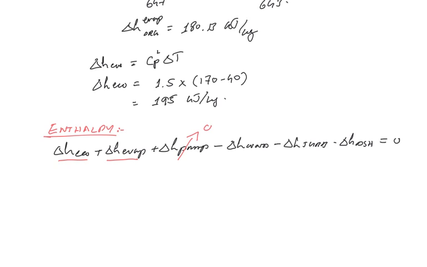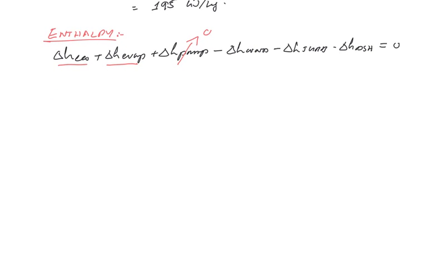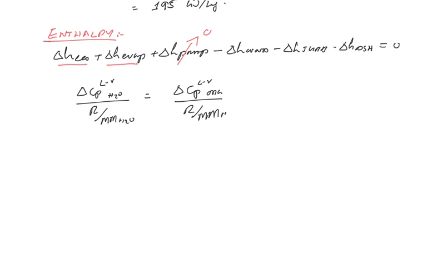Okay, all these processes except for the delta H condenser, delta H turbine, and delta H desuperheater are in the superheated region. So we need to calculate the specific heat of the vapor for the organic fluid. So to do this, we are again going to use the principle of corresponding states, which states that delta Cp liquid to vapor of H2O over R over molar mass of H2O is equal to delta Cp liquid to vapor of organic fluid divided by R over molar mass of organic fluid.